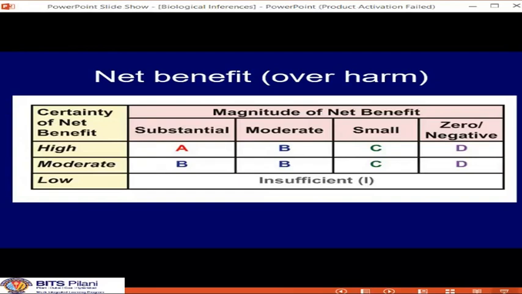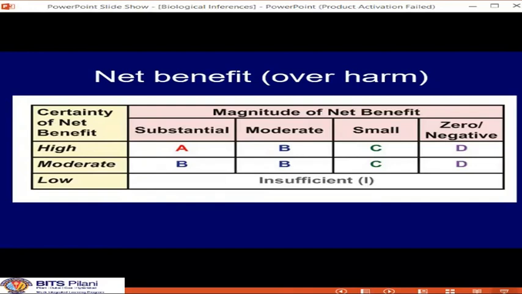On the other axis is the certainty, or the quality of the evidence. High means this is good quality evidence in which we can strongly believe. This evidence is something believable. And low means that the studies are of such poor quality that we may not actually be able to believe them.